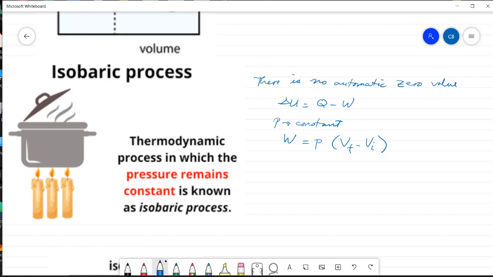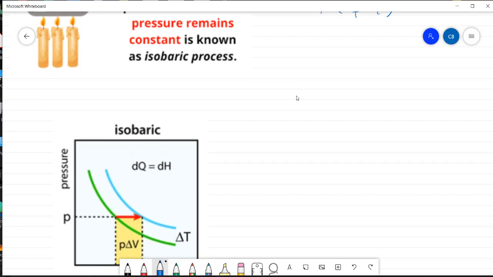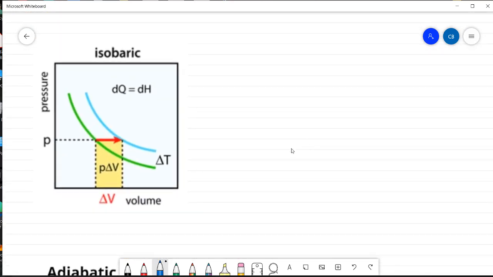A typical example for this process is when water enters the boiler of a steam engine as our system and is then heated to its boiling point and vaporized. Again, let's illustrate using a graph, the isobaric PV graph. If this is our initial state and our final state, as pointed by the arrow, we can see that the pressure is constant.